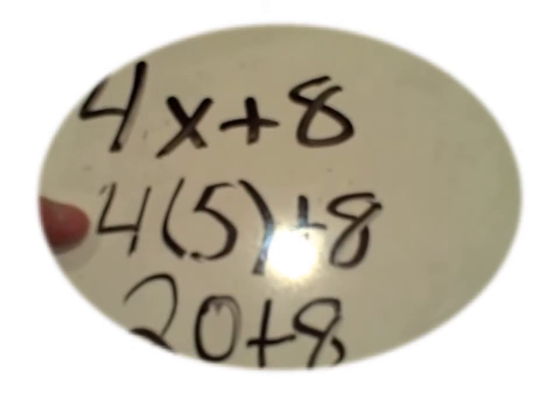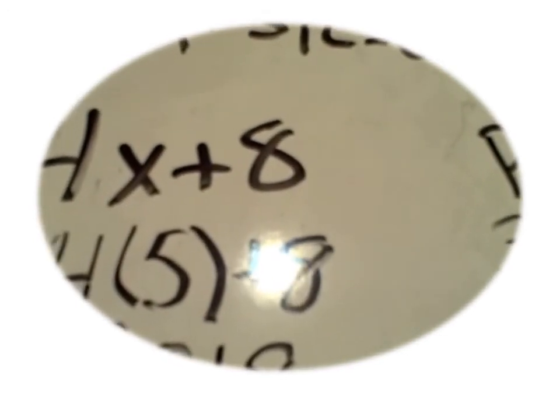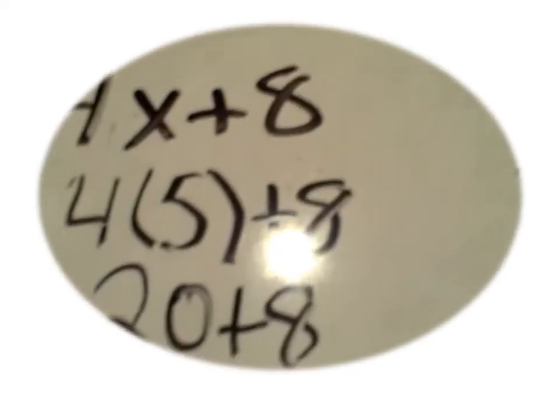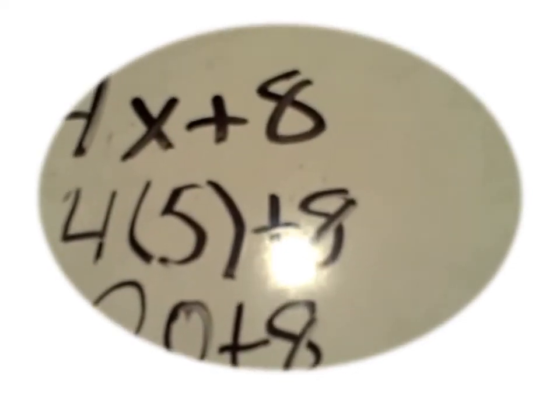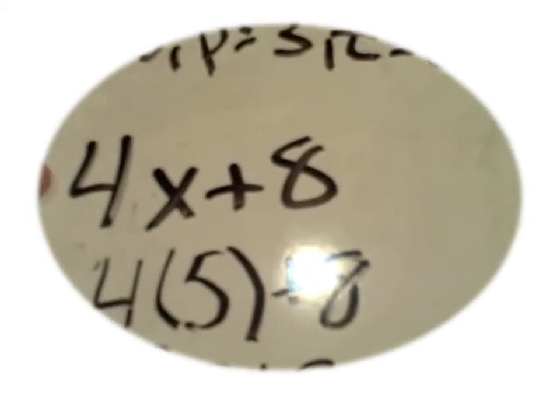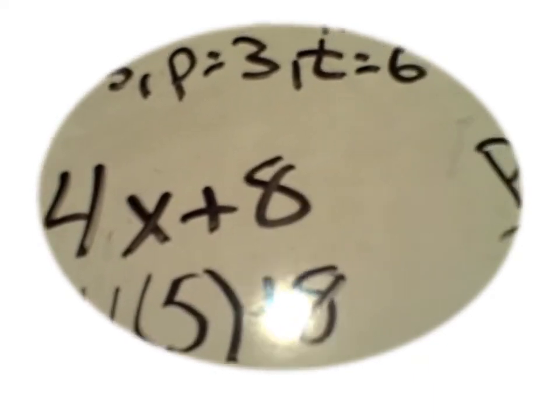You solve 4 times 5, because in order of operations, you do multiplication and division before addition and subtraction. 4 times 5 is 20, and then add plus 8 for the rest of the expression. And then evaluate 20 plus 8, which equals 28. 28 is the answer to 4x plus 8.